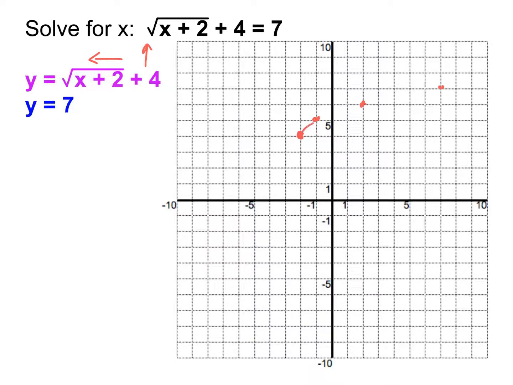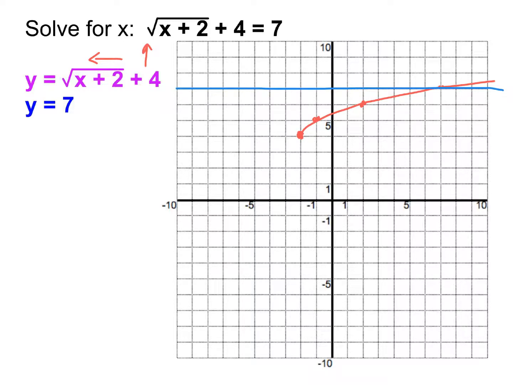And so there's our first graph, our square root graph. Now, having done that, I need to graph y equals 7. Visually speaking, I can just draw that horizontal line across at 7.